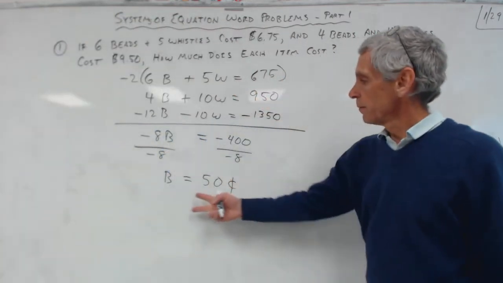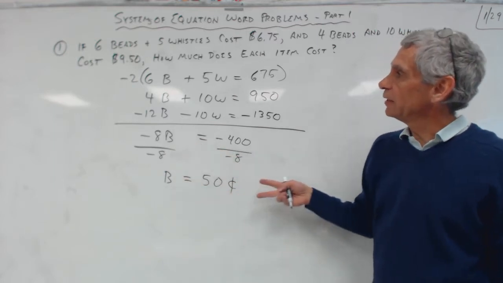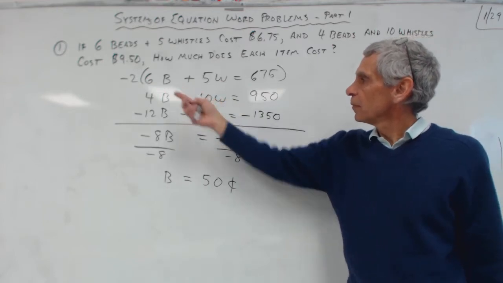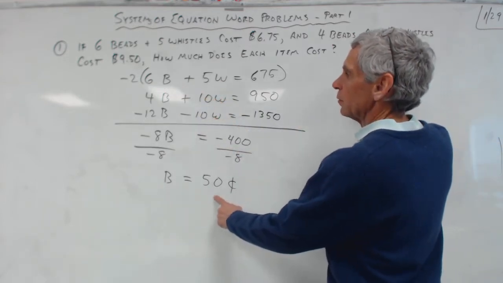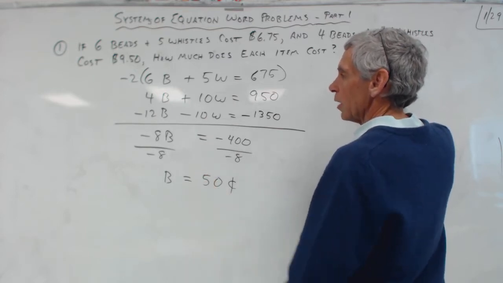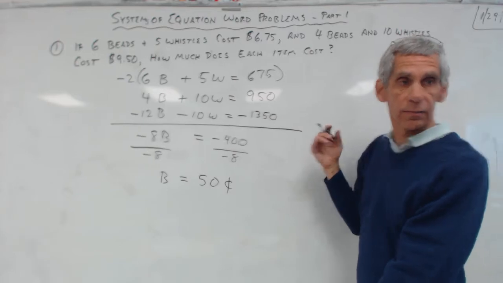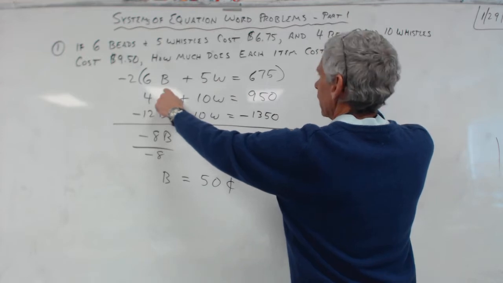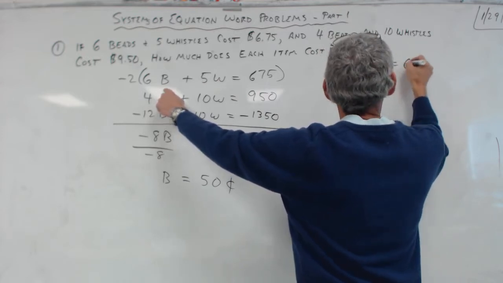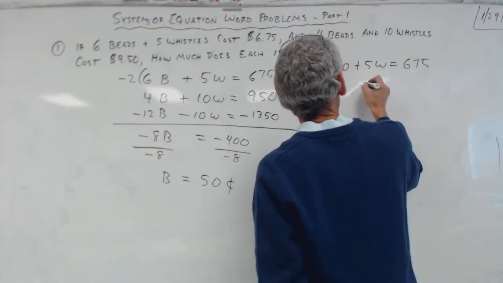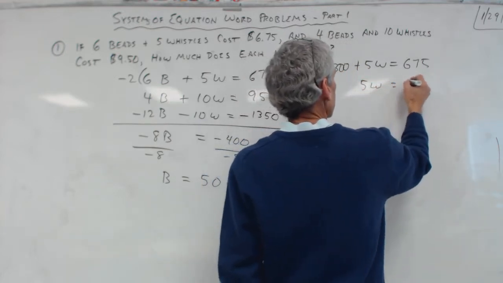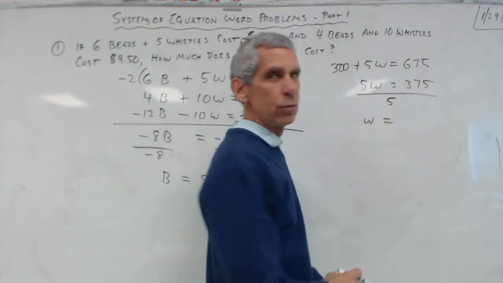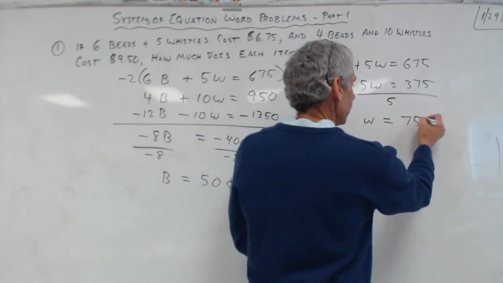So if a bead costs 50 cents, now we're going to go back to one of our two initial equations. I'll just do this one. You just multiply by 50, because I'm dealing with cents. So 6 times 50 is 300. 300 plus 5W is equal to 675. Subtract 300 from both sides. That gives me 5W is equal to 375. Divide both sides by 5. W is equal to 75. 75 cents.